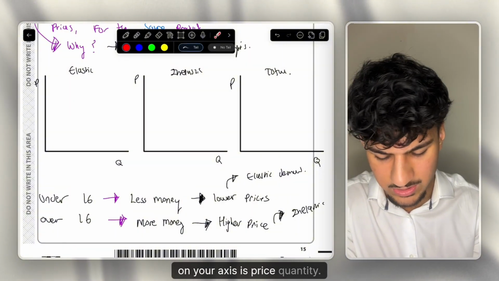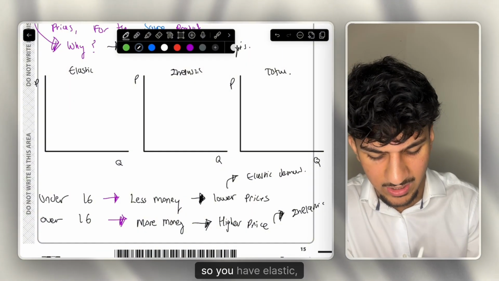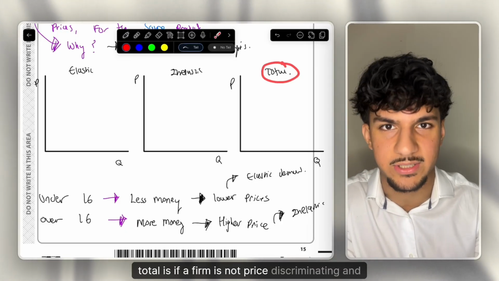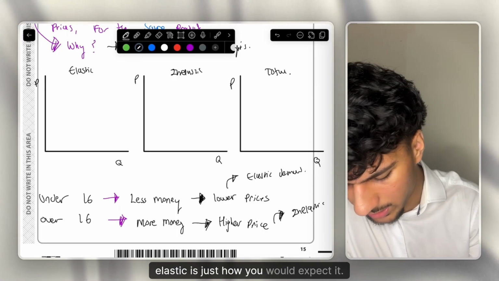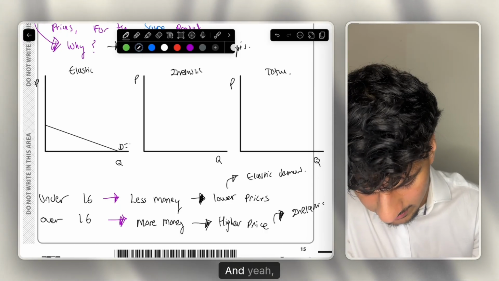On your axes, it's price, quantity. You can put cost, revenue, quantity. It's fine, but so we have elastic, inelastic, and total. And like I said, total is if a firm is not price discriminating. And elastic is just how you would expect it. It's just a shallow demand curve. I think that's how you describe it. And yeah, so D equals AR.